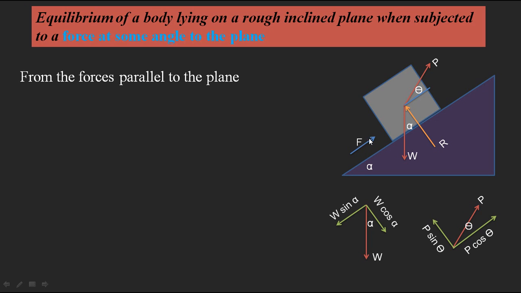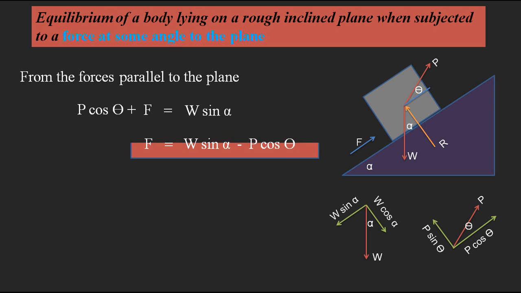So the frictional force F and the parallel component of P are acting in the same direction, so we can write it as P cos theta plus F is equal to W sin alpha, since W sin alpha is acting opposite to these two forces. Why? Because we are keeping the body in equilibrium condition, so opposite forces we can make equal. And try to write F is equal to W sin alpha minus P cos theta, and remember this equation, or make it as one equation.